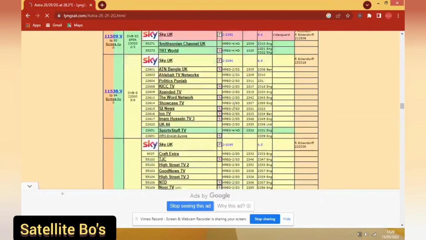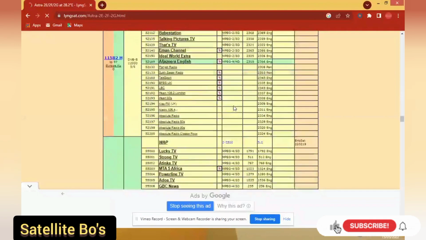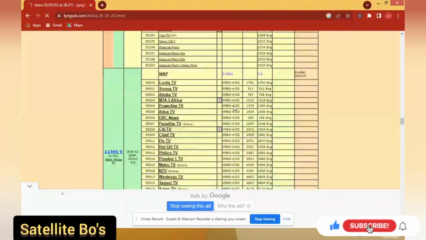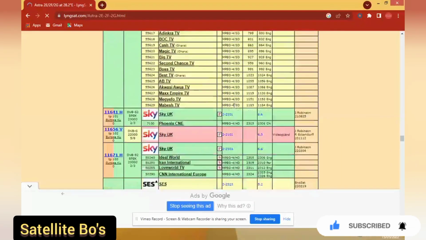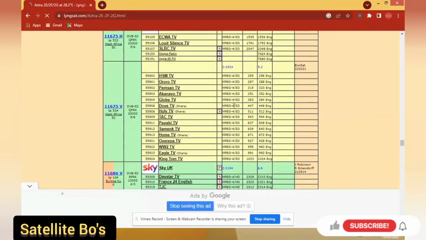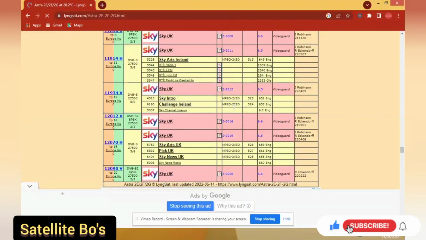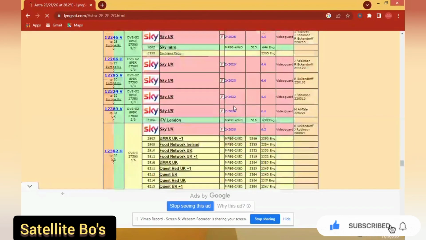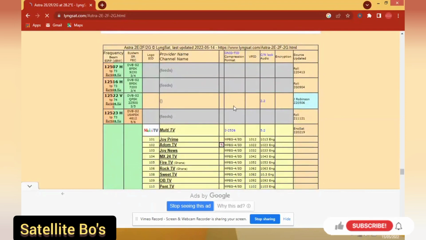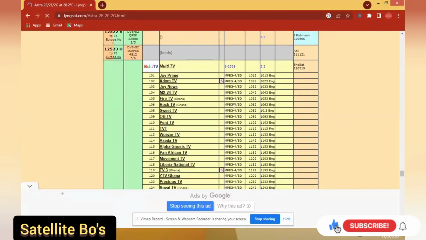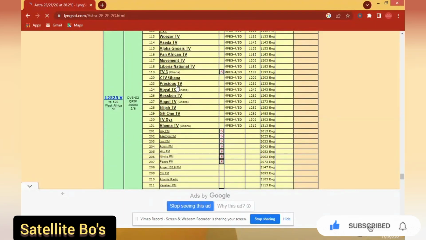You see Europe is there, Europe, West Africa. This satellite beam covers a whole lot of continents, majorly Europe and Africa. Those are the frequencies. I know some of us are familiar with some of them. This is a popular frequency, 12525V. This is West Africa. The symbol rate is 30000, LNB position 5/6.